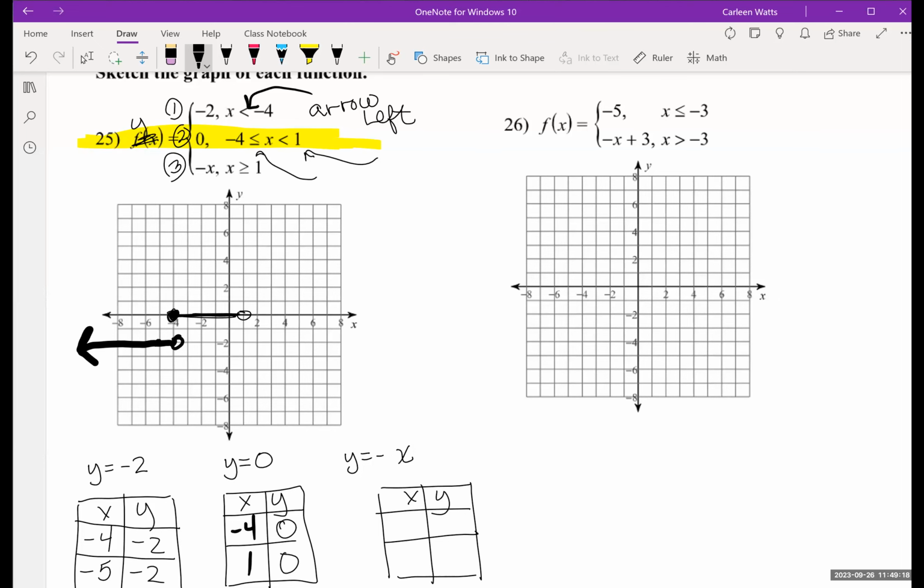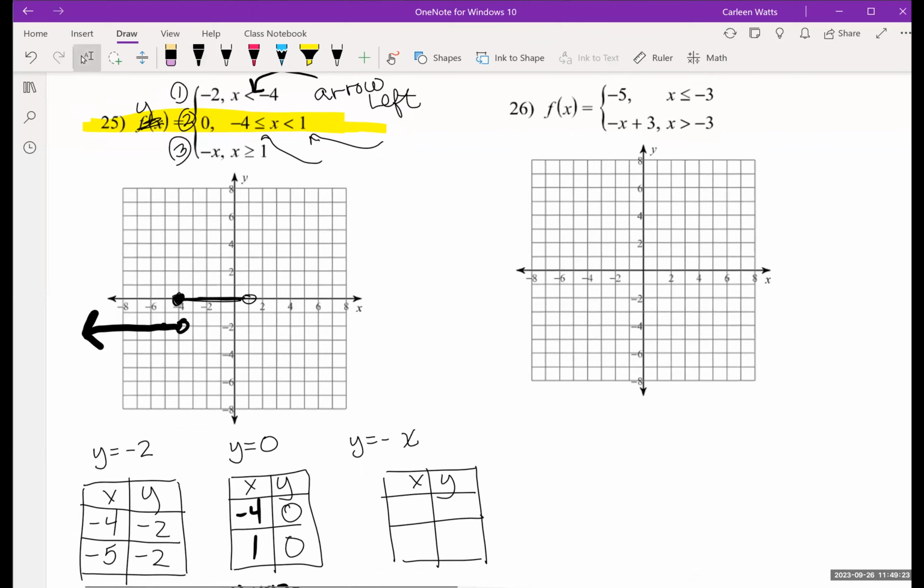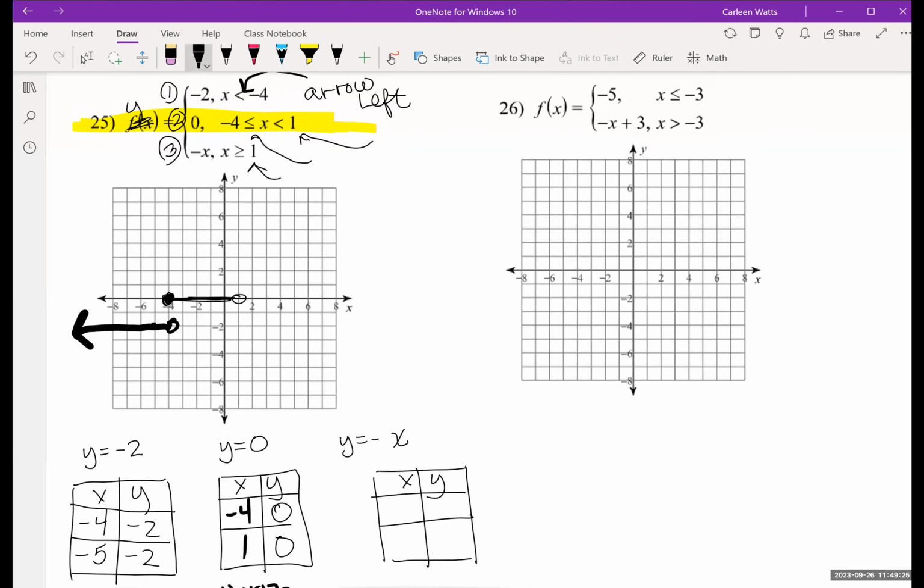Okay, third part. I'm going to use x equals 1 as my first number. And my second x number needs to be a number greater than 1. So I'm going to go 2. Sometimes I go much greater because my lines end up being really small.